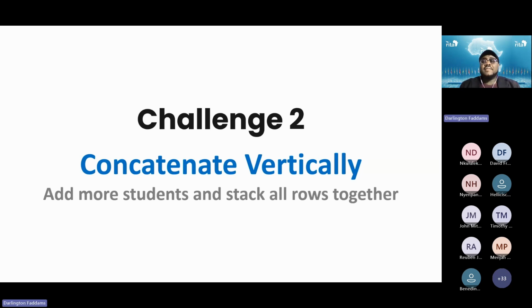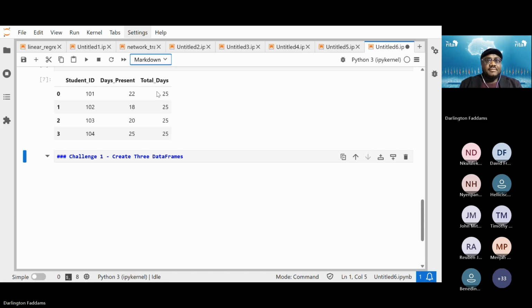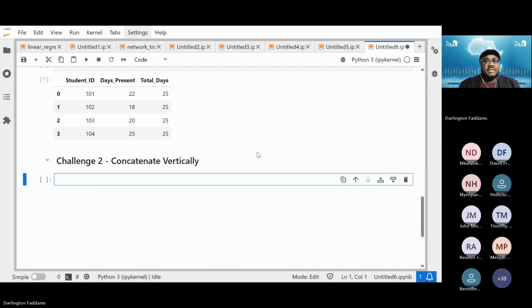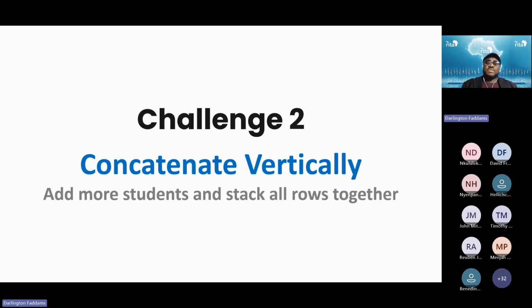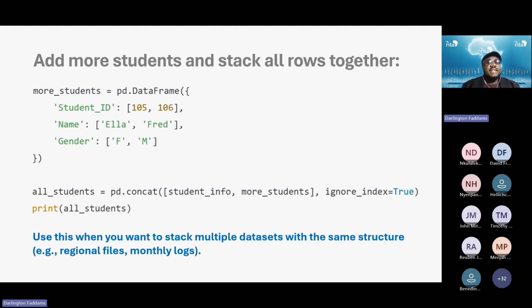Okay, so let's see how that goes. We are going to add more students and then we are going to stack all rows together. So we are going to concatenate vertically for challenge 2. All right, so this means we are going to add more students to our first students table. So we are going to create another data frame called more students.